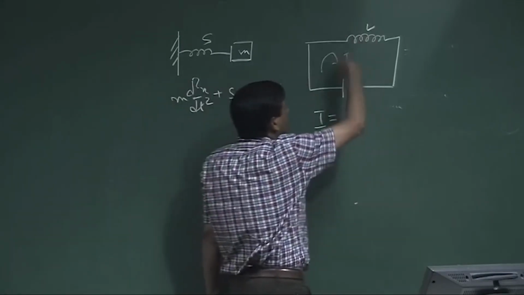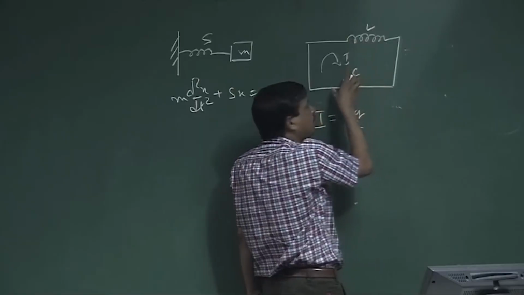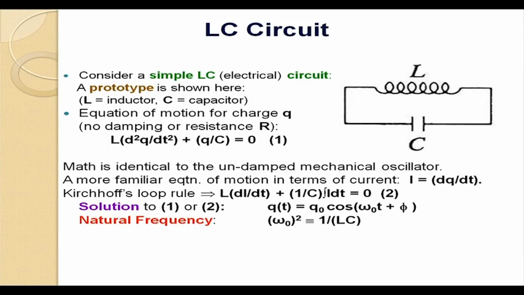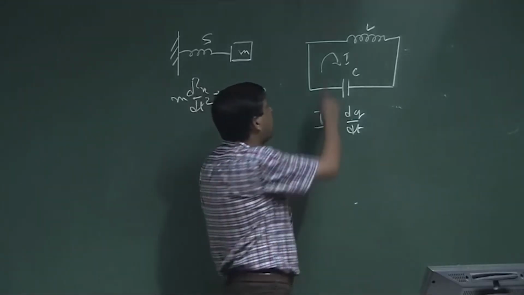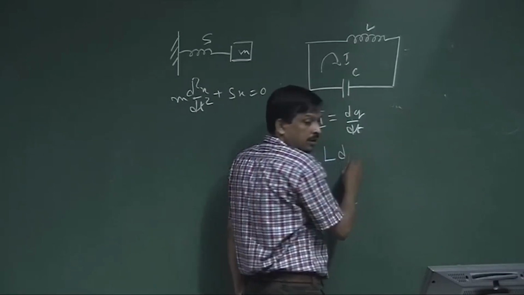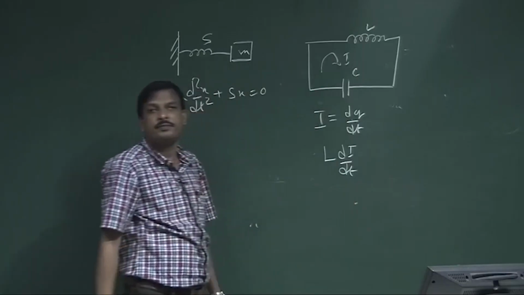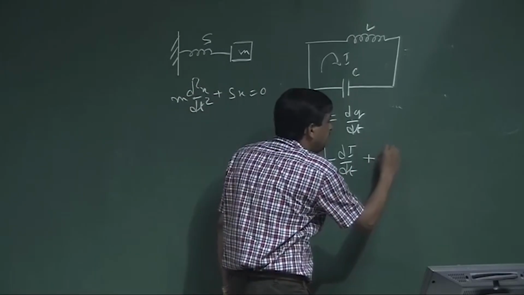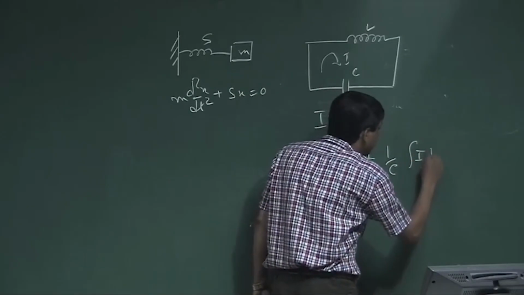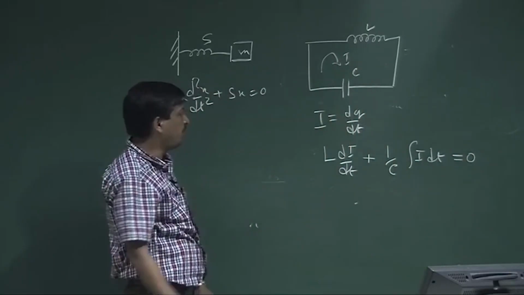Now, what is the electrical equation of these circuits? The total equation is the voltage across the L plus the voltage across the C, which will be equal to 0. The voltage across the L is L di by dt, plus the voltage across the C, 1 by C integration of I dt, and that should be equal to 0. There is no external voltage source, so that should be equal to 0.